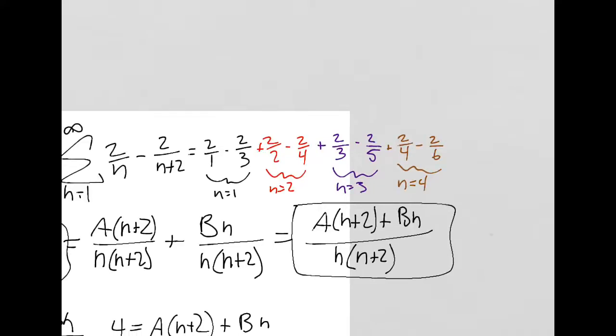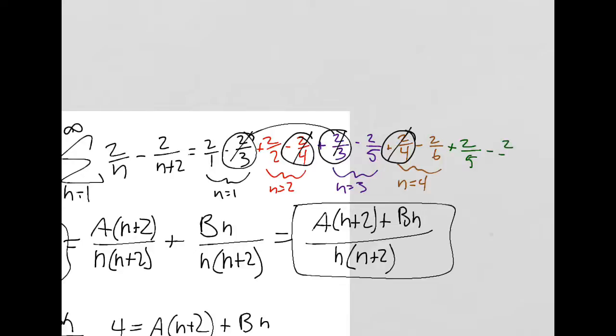And now I can see that I have pairs that are canceling. I have a minus 2/3 and a positive 2/3, so those cancel. I have a positive 2/4 and a negative 2/4, so those cancel. Maybe you want to do one more just to be totally convinced that we have all the pieces that are going to cancel. If we did n equals 5, we'd get plus 2 over 5 minus 2 over 7, and then that would cancel with that right there. So we have our canceling bits, and what's going to remain?